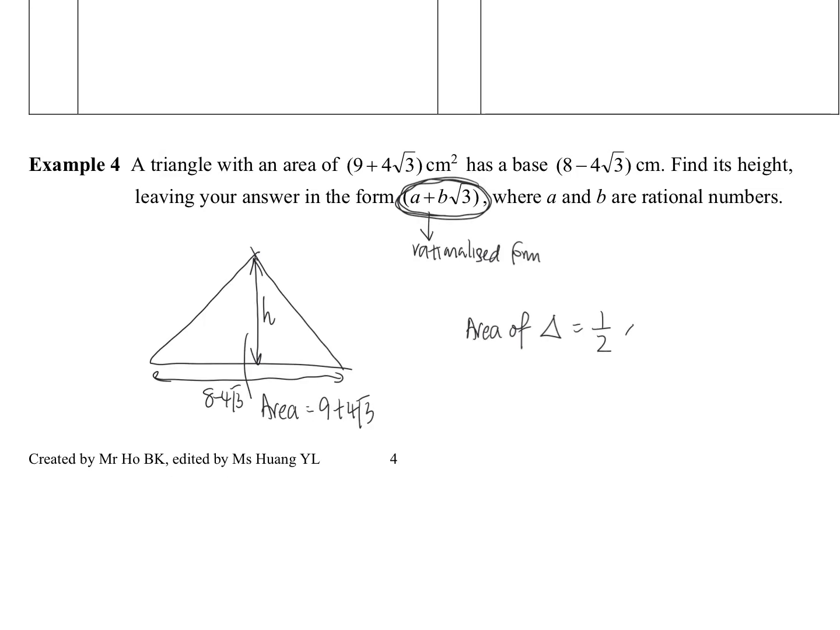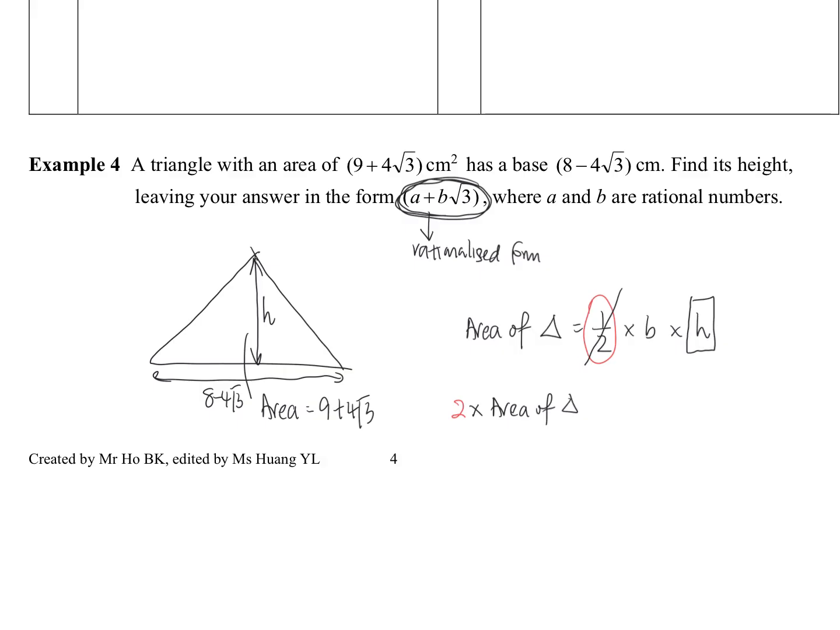Area is half times base times height. So my objective is to find the height. So first thing I do is I will divide by half. When you divide by half, it's as good as multiplying by 2. So I will just multiply the area by 2 so that my half disappears. Okay, so this is done.